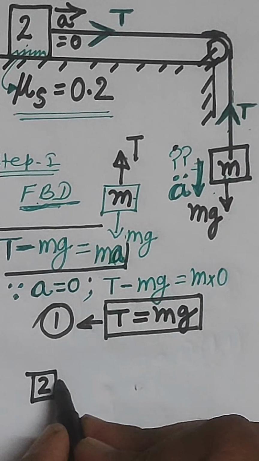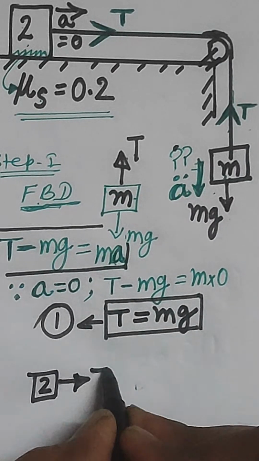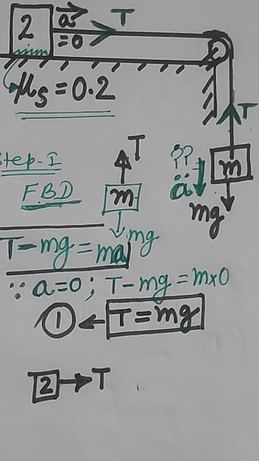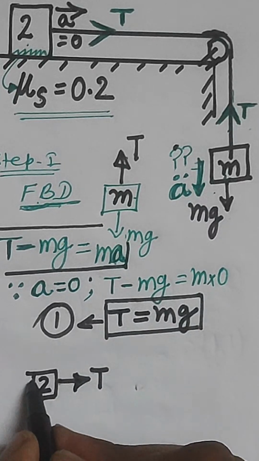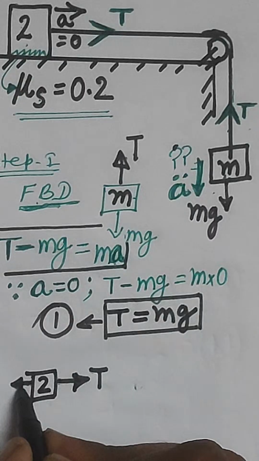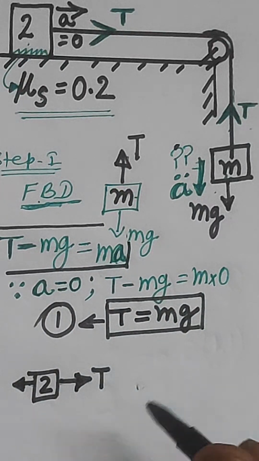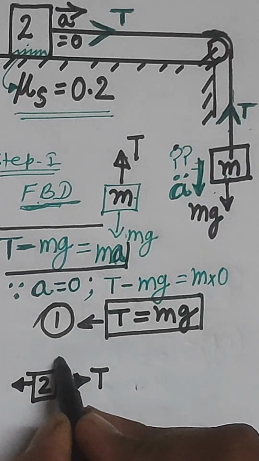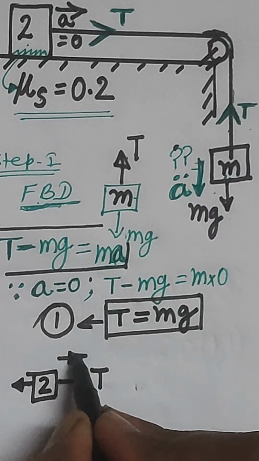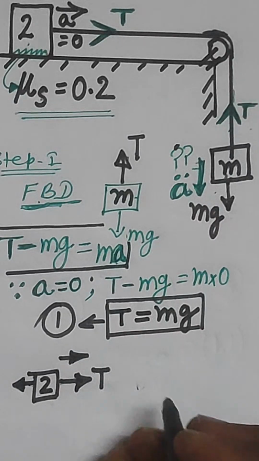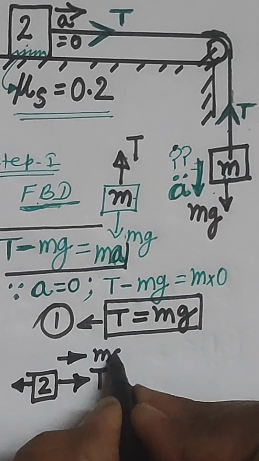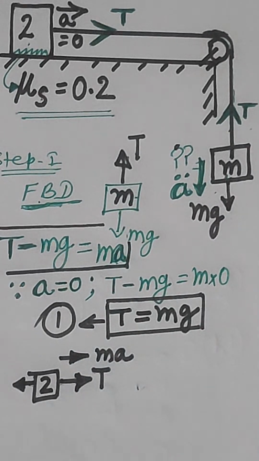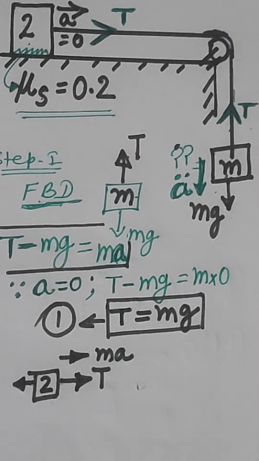you can see T will be acting rightward, and the frictional force will always be acting opposite to it, so it will be acting to the left hand side, because it opposes the movement, right? And if there were some acceleration, which we considered as a standard case, then ma would be the net force, F equal to ma, in the right hand direction.